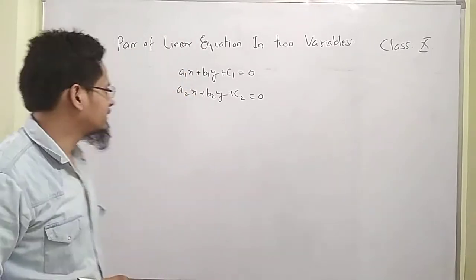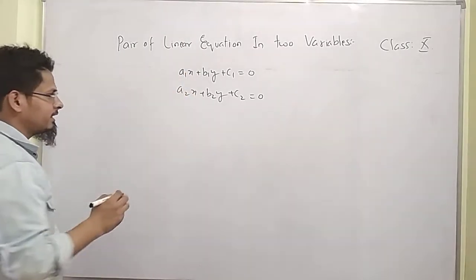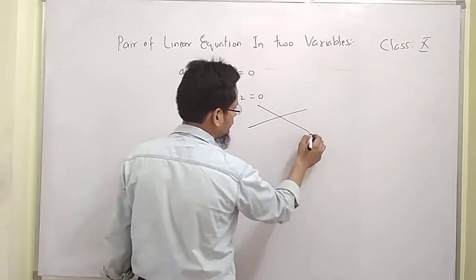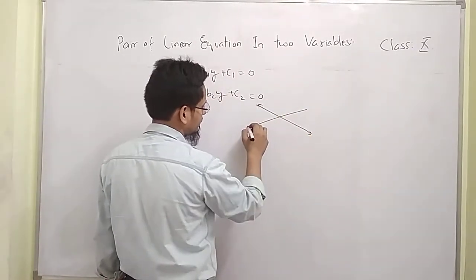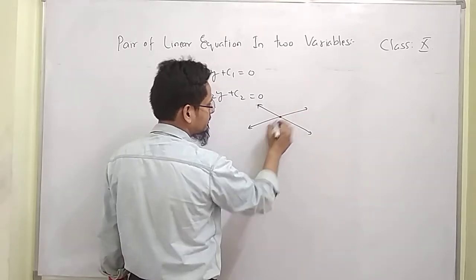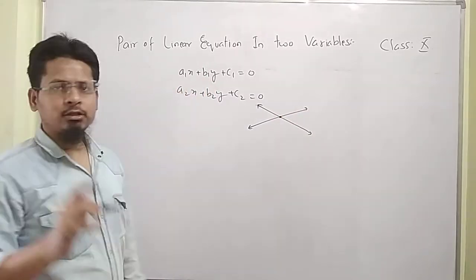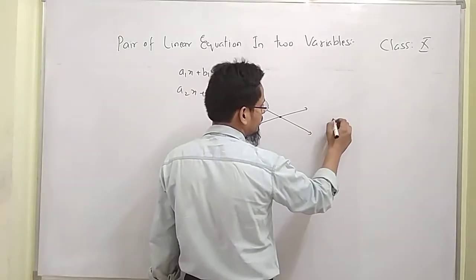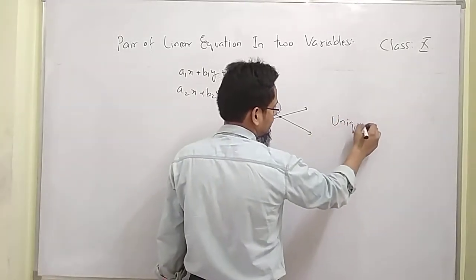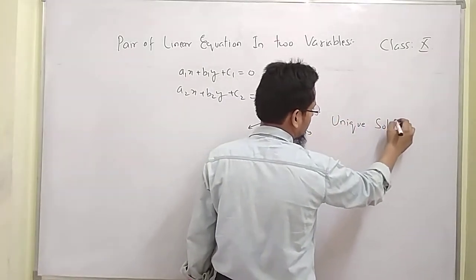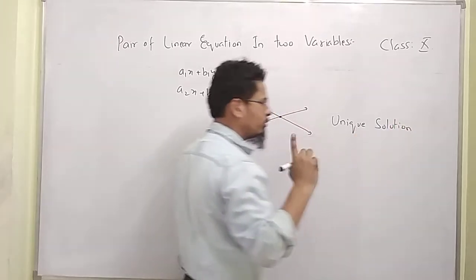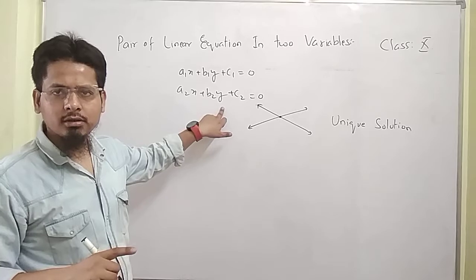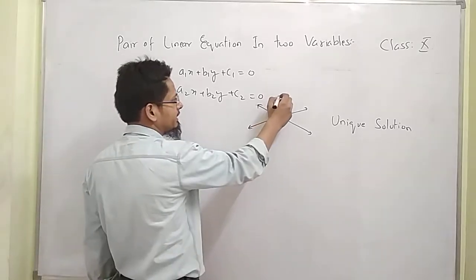First, we will discuss whether the lines are intersecting to each other at one point. If the lines are intersecting at one point, then we will get a unique solution. Means we will get only one solution which satisfies both equation number 1 and equation number 2, and it is called intersecting lines.